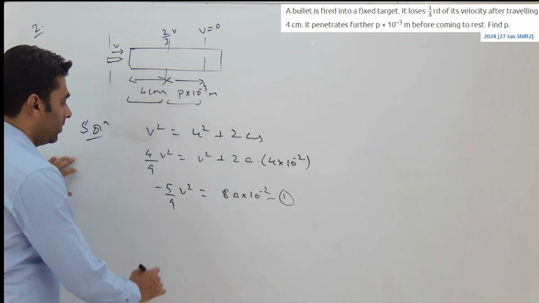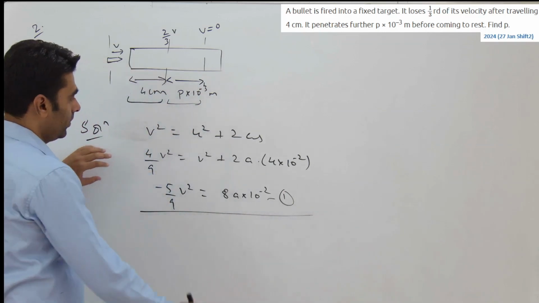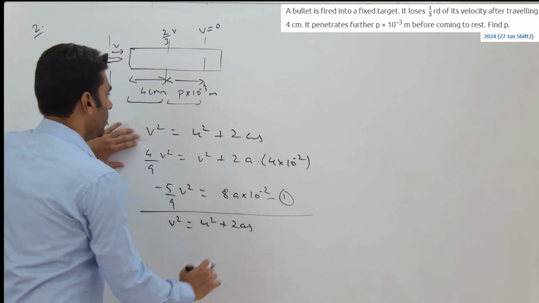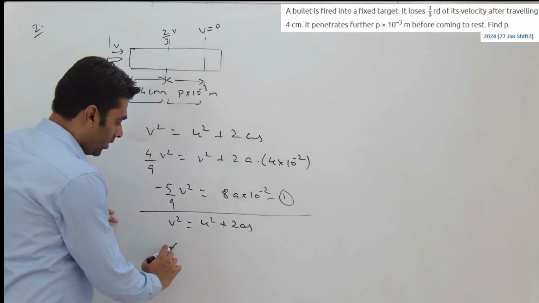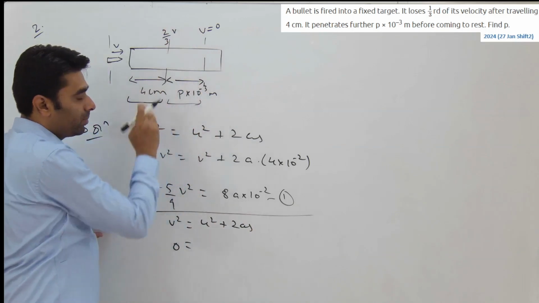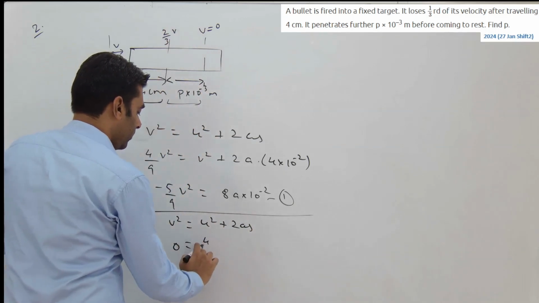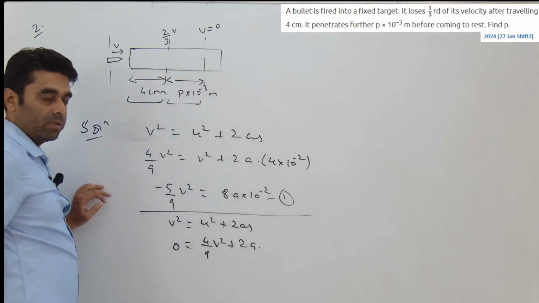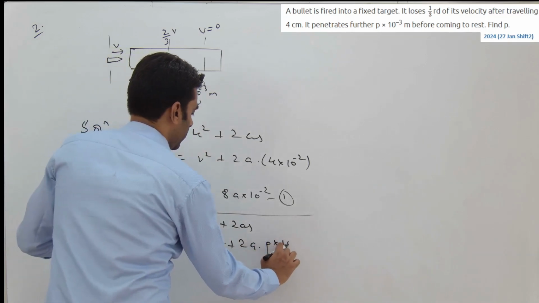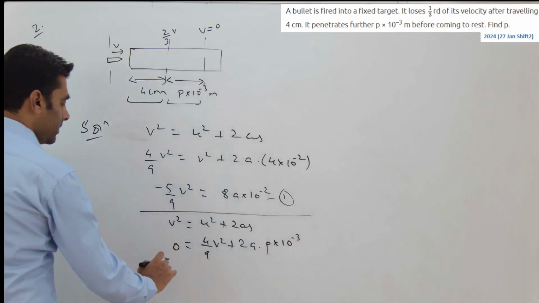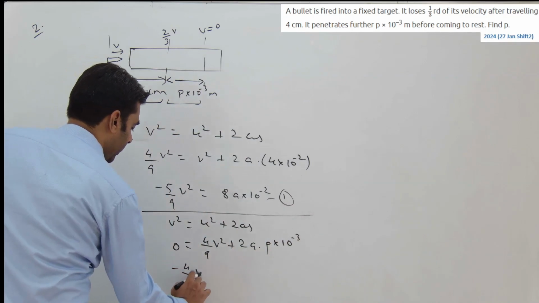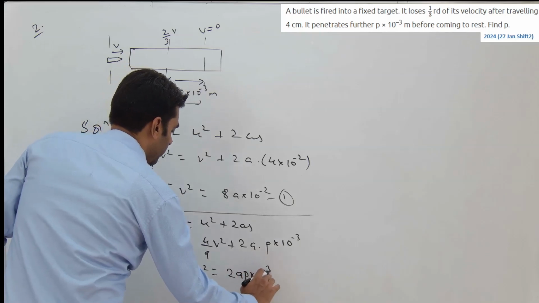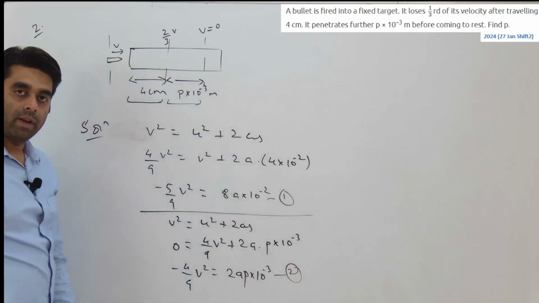Let's look at the second part of the journey. Again applying the third equation of motion, v square equals u square plus 2as. Finally the speed becomes 0. In this part of the journey, the initial speed was 2 by 3 v, so its square is 4 by 9 v square, plus 2a into s, where the displacement s is p into 10 power minus 3. I'll rearrange this. We can write it as 4 by 9 v square is equal to 2ap into 10 power minus 3. Equation number 2. Let us solve 1 and 2.